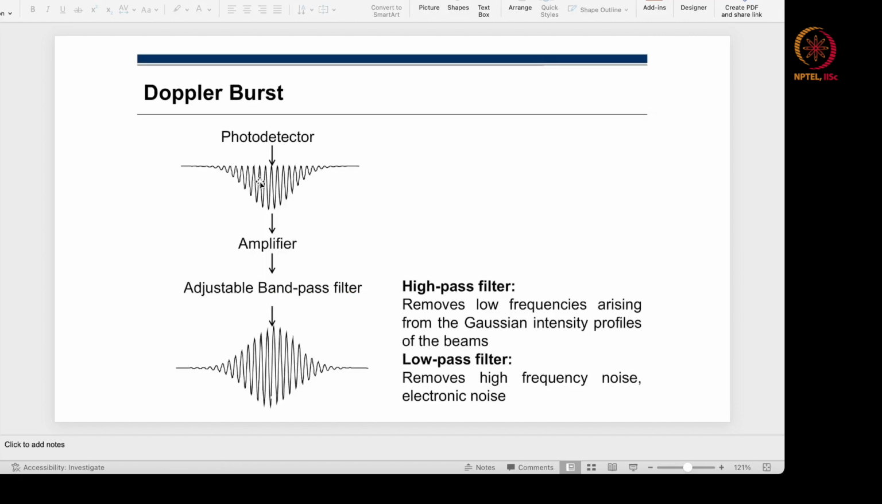Okay, so how this happens is that you have a Doppler burst and your photodetector sees something like this. Then you pass it through an amplifier, and then through an adjustable bandpass filter. What the bandpass filter does is that there is a high pass filter which removes the low frequencies arising from the Gaussian intensity profiles of the beam. Okay, so that is the envelope. And then there is a low pass filter which removes the high frequency electronic noise embedded into the system. So you pass it through these filters to generate the final output.